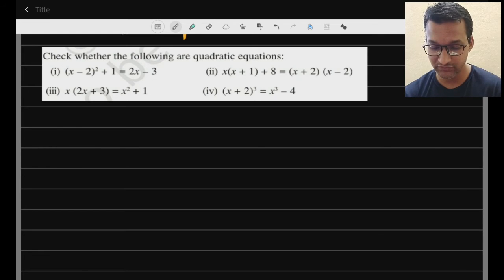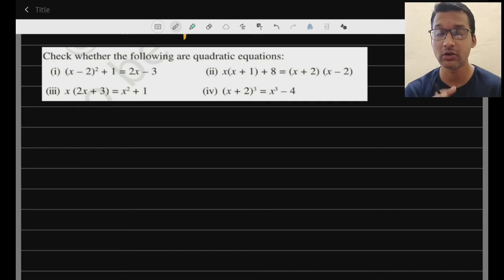In this exercise, what we have to do is check whether the given equation is a quadratic equation or not. Now how to do this? To do this, we will have to solve this equation and convert it into a standard form of equation, and then we can verify whether it is a quadratic equation or not. So let us look at the first example.